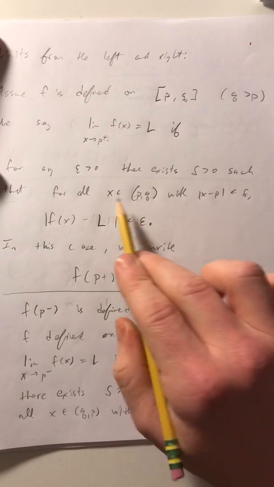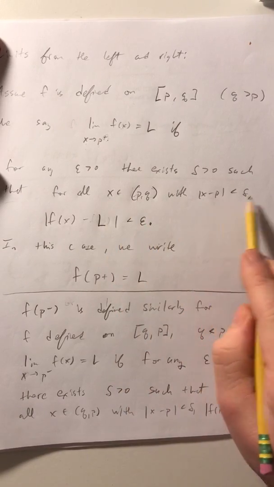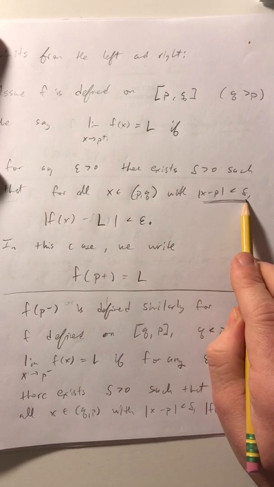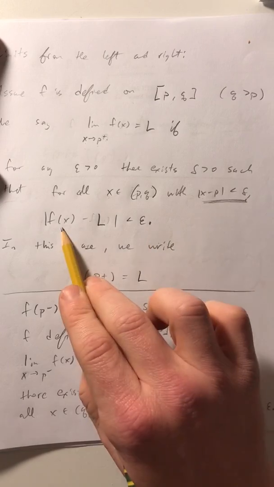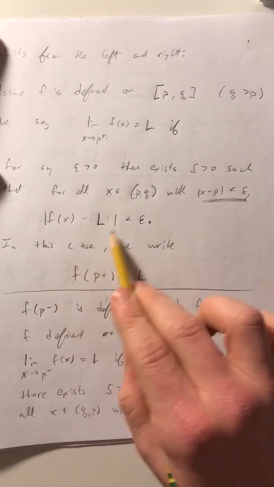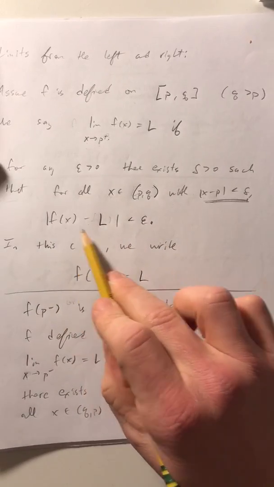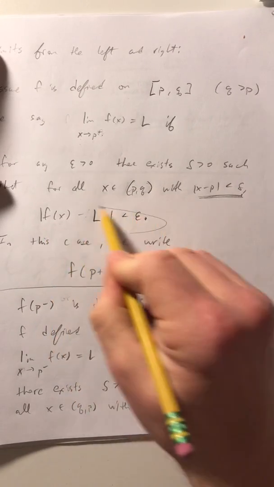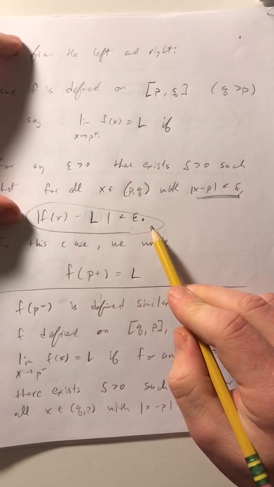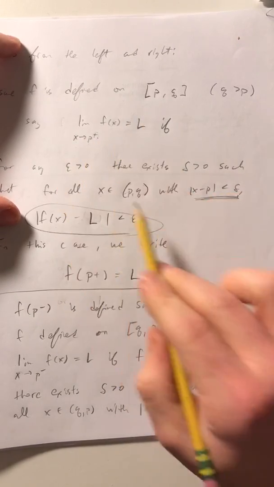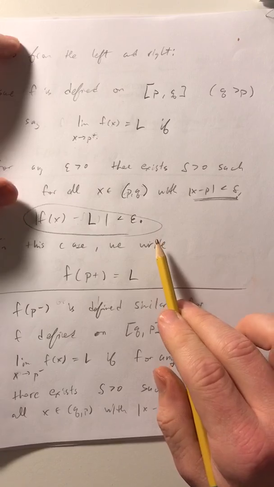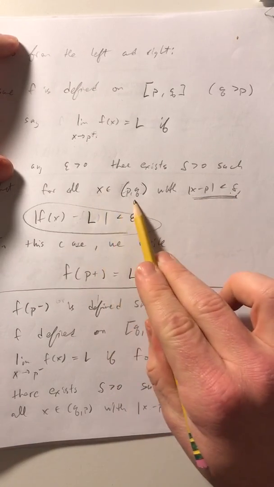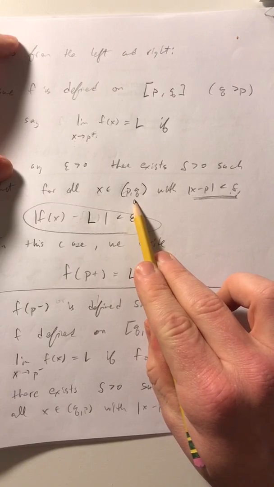So here I'm not asking about all x that satisfy this condition, but only those to the right of p that satisfy this distance to p less than delta condition. Then the absolute value of f of x minus L is less than epsilon. So the distance from f of x to L is less than epsilon. So here, we're only requiring this conclusion. This conclusion is exactly the same thing that we had for the definition of a limit, but the only x's which need to satisfy the condition are those whose distance to p is less than delta, and the x's which are to the right of p.